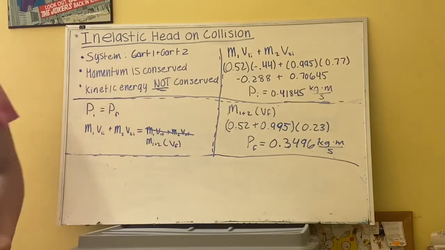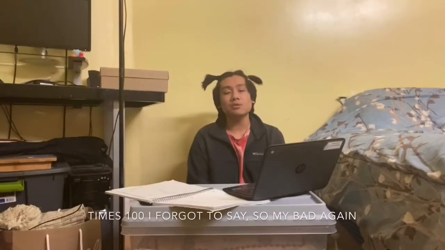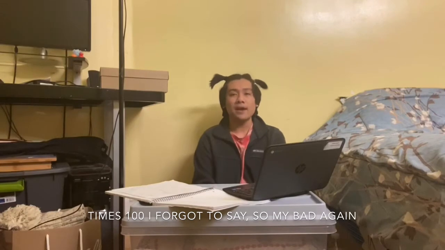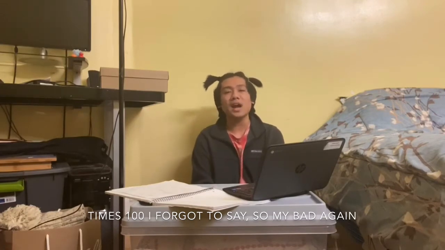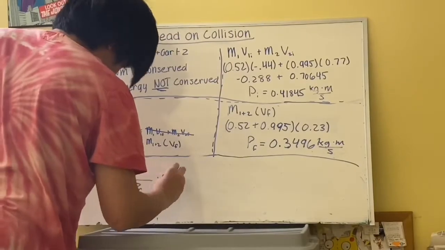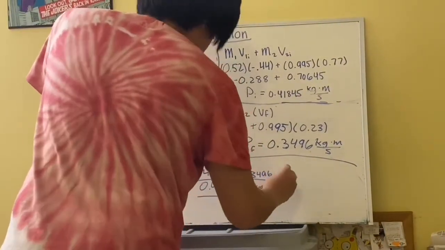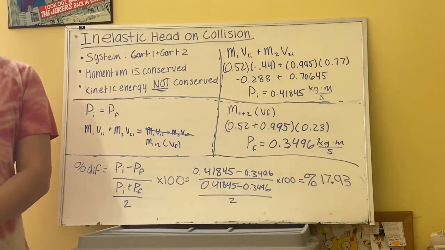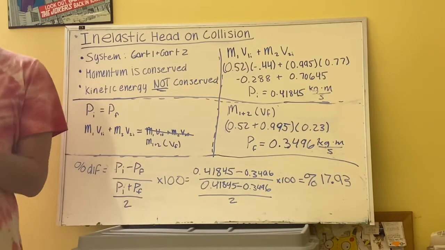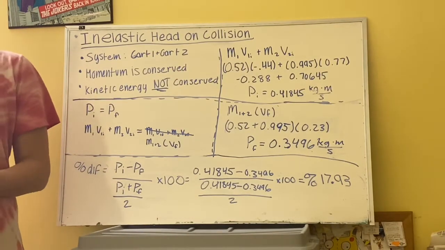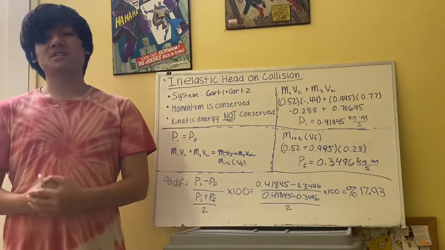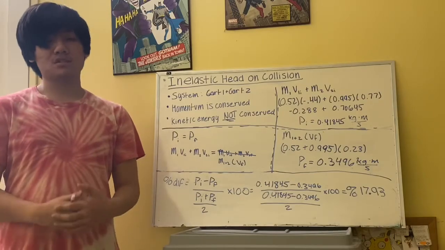Stevie, can you please tell me what the equation for our percent difference is? The equation for percent difference is the difference between our momentum initial and our momentum final divided by the average of our momentum initial and our momentum final. After plugging in our values, we have a percent difference of 17.93%. And while that number may seem large, there are reasonable ways to explain why we have such a large percent difference. We will explore reasons why this value is the way it is when we discuss whether or not kinetic energy was conserved in our system or not.